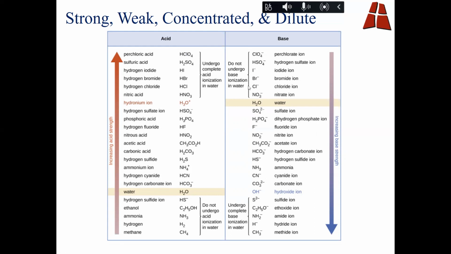So if we were to look further down, maybe look at the hydroxide ion. The hydroxide ion, of course, is very basic. So because our base is very strong, our conjugate acid, being water, would be very weak. So those strengths tend to be basically inversely related.